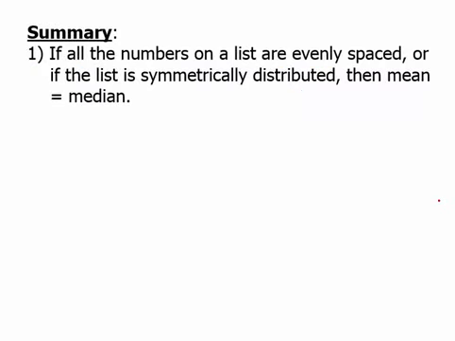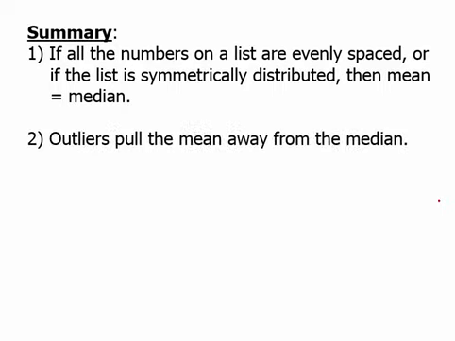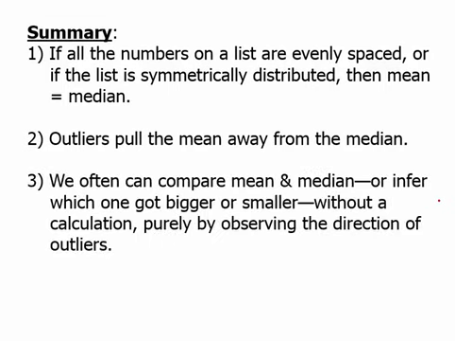In summary, if all the numbers on a list are evenly spaced, or if the list is symmetrically distributed, then the mean equals the median. Outliers pull the mean away from the median, and we can often compare mean and median, or infer which one got bigger or smaller, without doing a calculation, purely by observing the direction of the outliers.